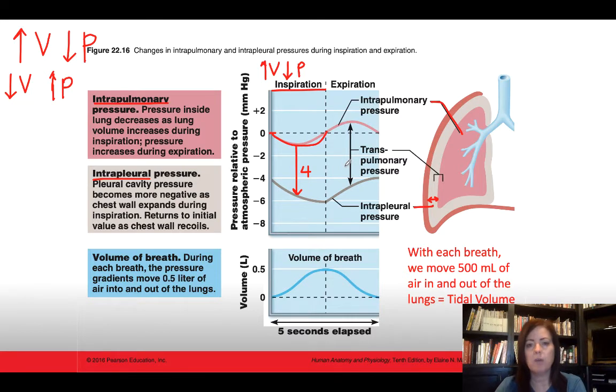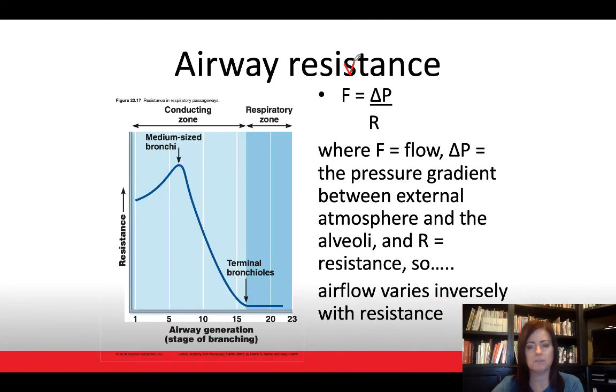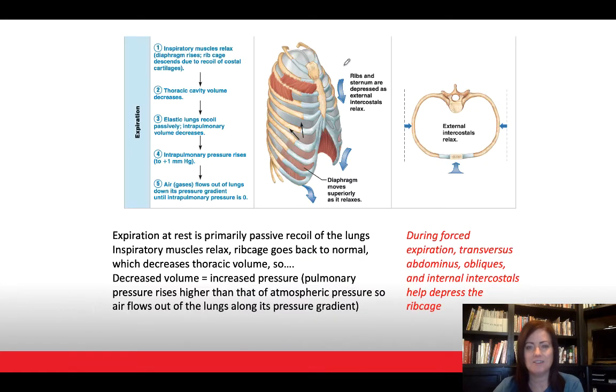Okay, and then what happens when we expire? This part of the graph is showing you expiration. In expiration, our diaphragm is going to return back to its resting position, and the rib cage moves downwards. In all of those changes, the volume of our thoracic cavity is going to decrease. So we're going to have a decrease in volume.